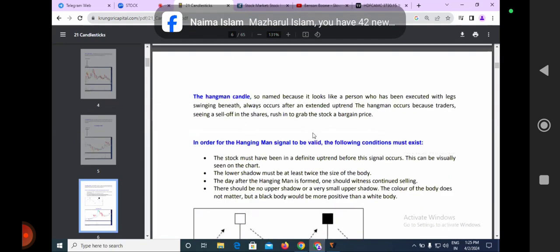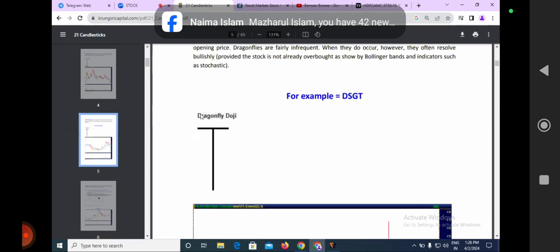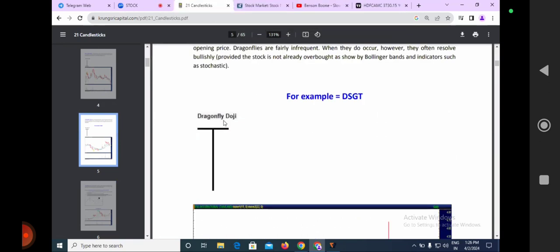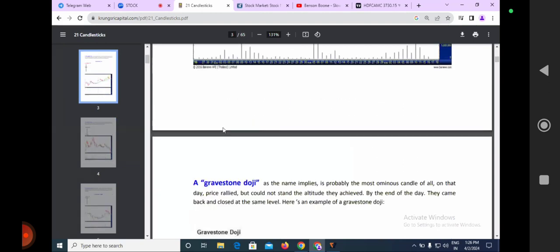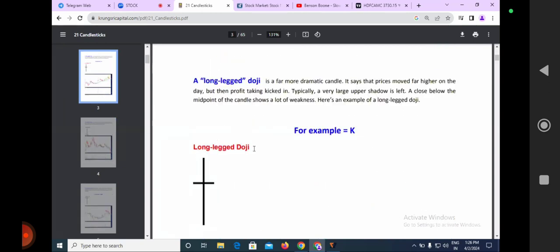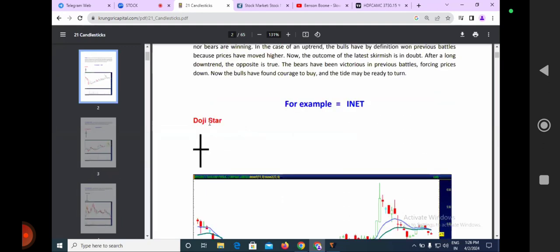Now this is what doji candles are all about. We have learned about the dragonfly doji, the gravestone doji, the long leg doji, and also a simple doji star. Now, let me consolidate all that I have said in this session about the doji candle and summarize it for you for a better understanding.